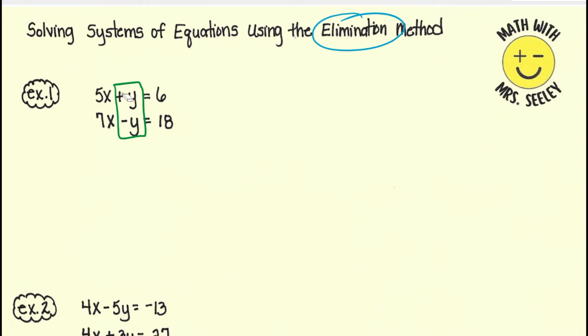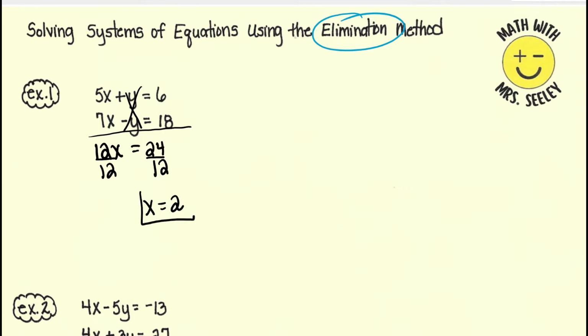So then you take each equation at face value, so that's a positive 5 and a positive 7. That gives us 12x. Those y's are going to cancel, equals 24. Divide by 12, and x is equal to 2. Once you get the first answer, then you're going to take that answer and plug it back into one of the original equations, right there or right there. It's your choice. You'll get the same answer either way.